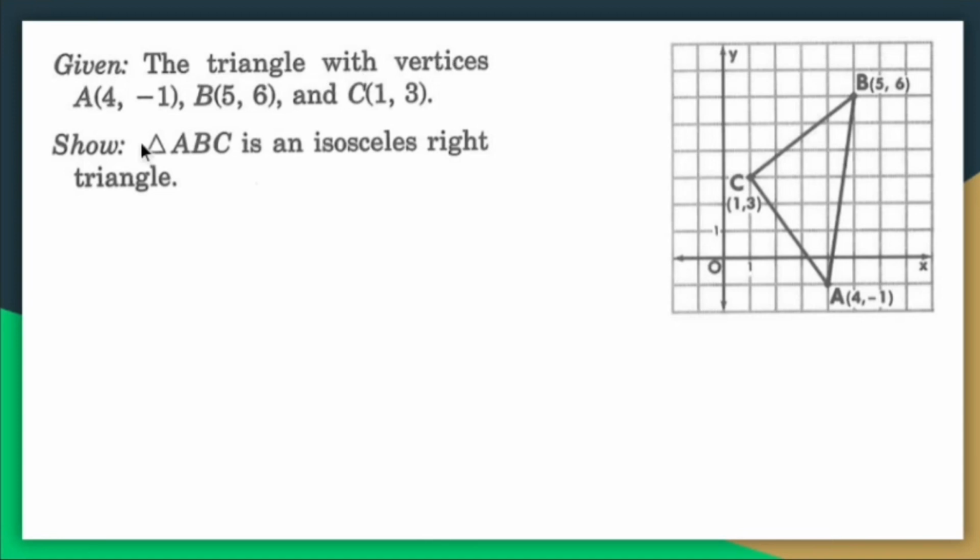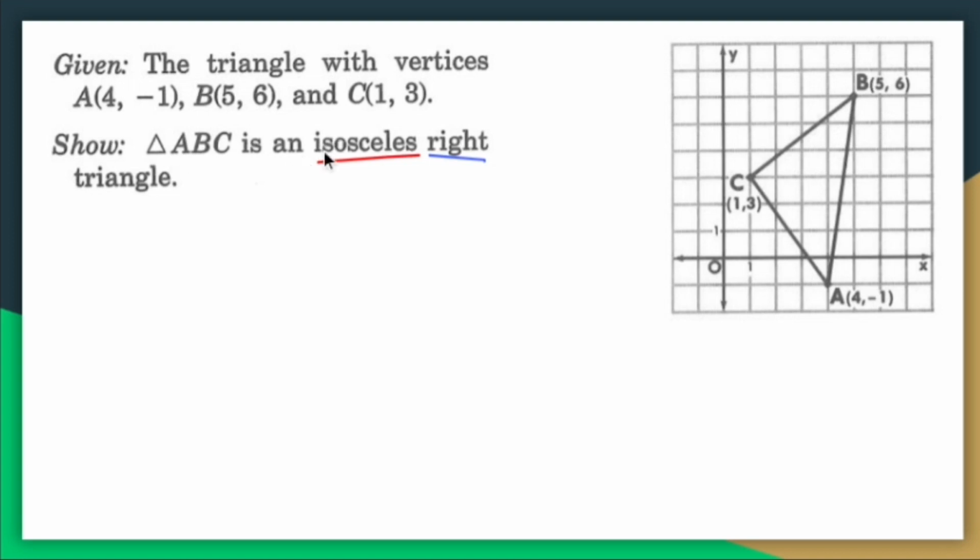Given the triangle with vertices A, 4, -1, so right there, B, 5, 6, so right there, and C, 1, 3, given those 3 points, I need to show that triangle ABC is an isosceles and also a right triangle. So this is a proof using coordinate geometry. It's not a 2-column proof. It's not a flow proof or an indirect proof. I am basically using the information that I have to prove what I need to prove. So it's not going to look like the regular proofs that you're used to doing.